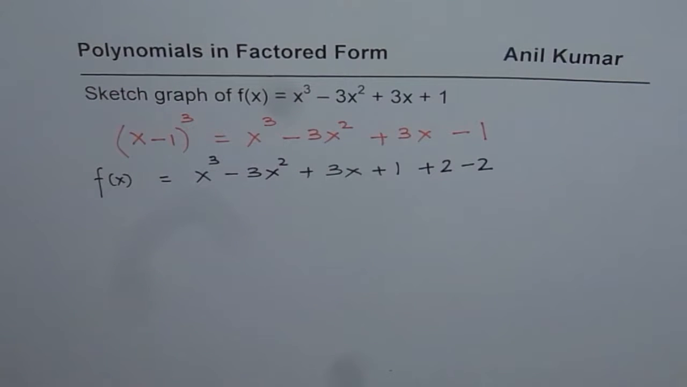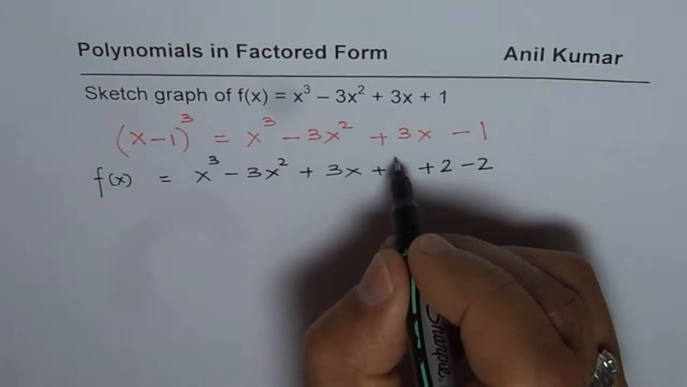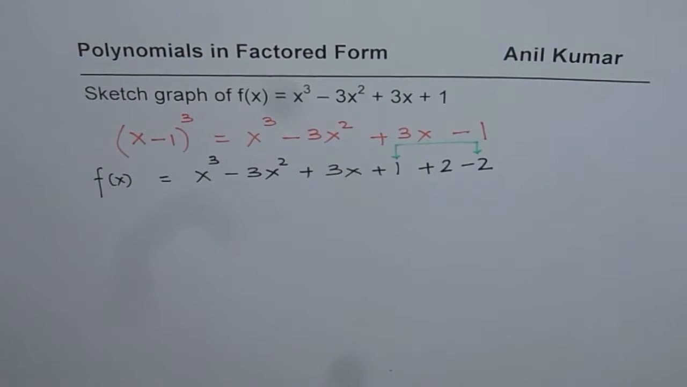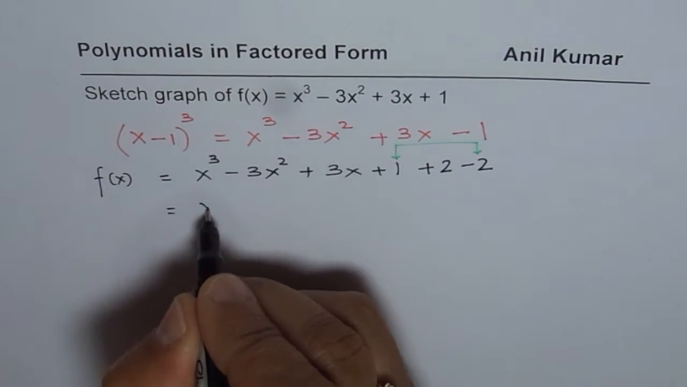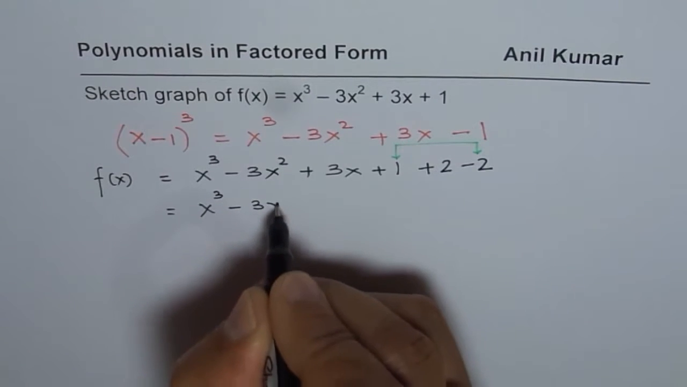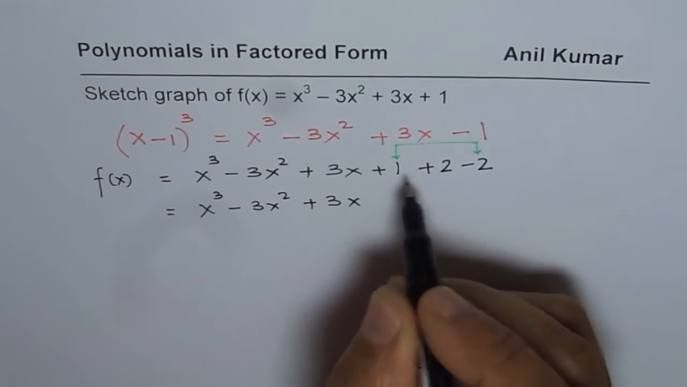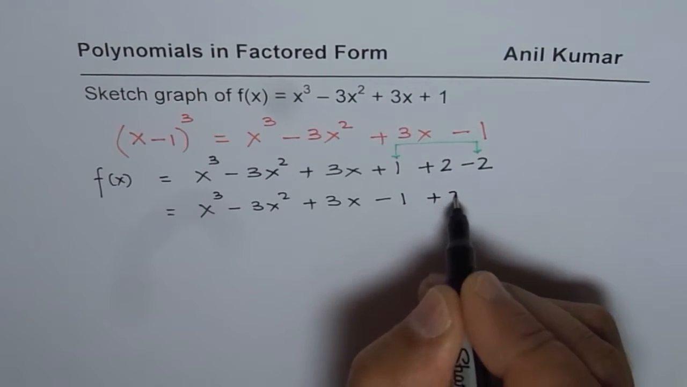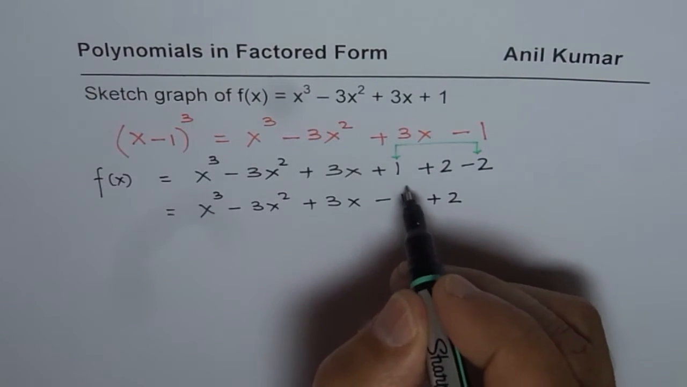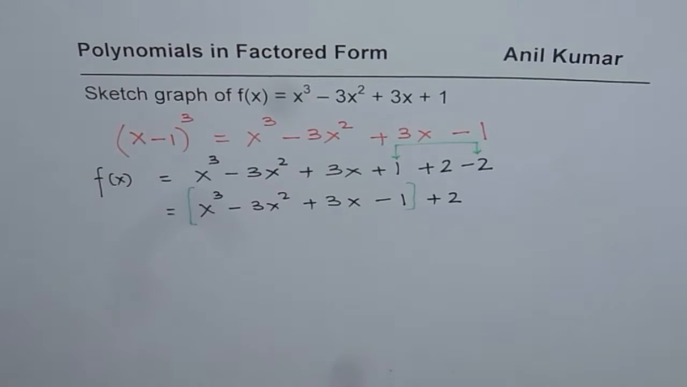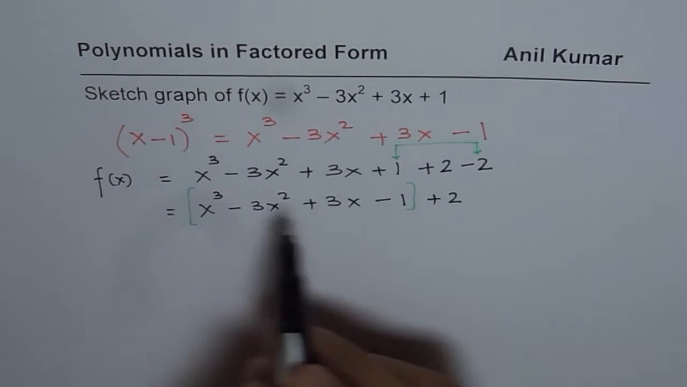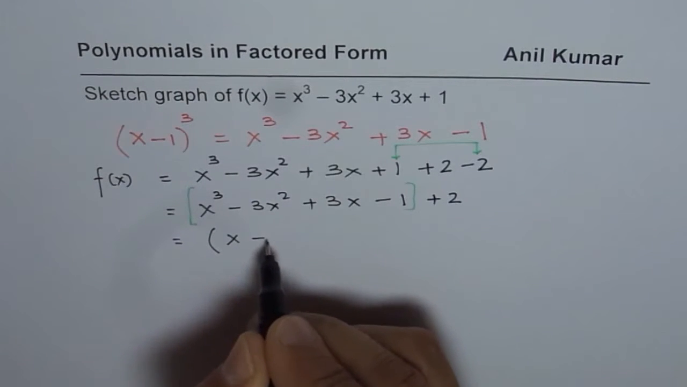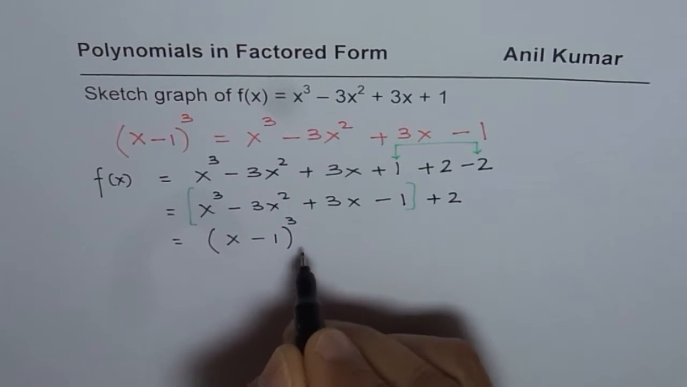The difference is because if we combine these two terms, then what we get is minus 1. So I'll rearrange and do the needful. We have x cubed minus 3x squared plus 3x. Combining 1 and minus 2, we get minus 1, right? And then we have plus 2 there, correct? So that means we can treat this part as one and factor this as x minus 1 whole cubed. You see the idea, right? So what we have here is x minus 1 whole cube plus 2.